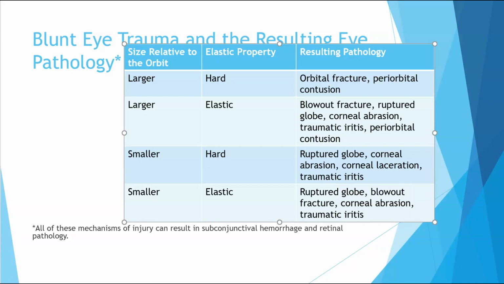And then the resulting pathology. So a large hard object, we're worried about orbital fracture or periorbital contusion. A larger elastic, we're worried about a blowout fracture, a ruptured globe, a corneal abrasion, traumatic iritis, periorbital contusion. And then the things that are smaller that could cause damage, a smaller hard also could be a ruptured globe, corneal abrasion, or laceration. And a smaller and elastic is going to be either a ruptured globe, blowout fracture, corneal abrasion. So any of those we're worried about.